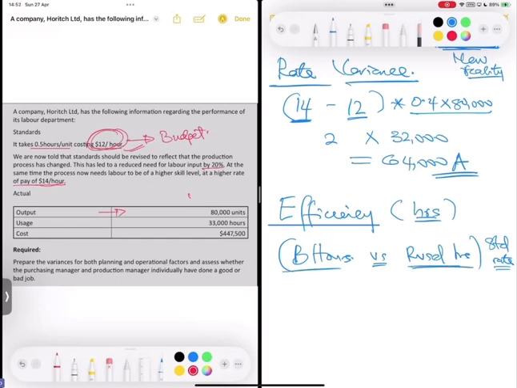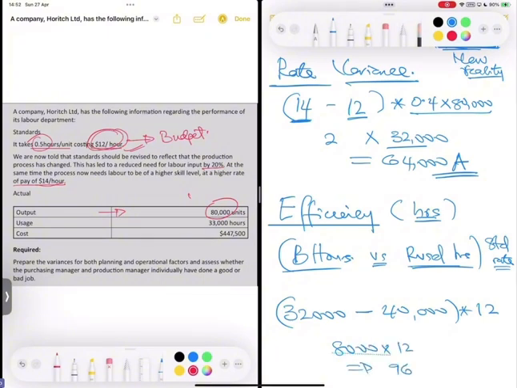So revised hours, we already got as 32,000. We did that before. So 32,000. I always like to put actual in front, minus budget hours. Budget hours will be 0.5 for 80,000 units. That is 40,000, 0.5 times 80,000. Then we're going to value it at the standard rate. And what's our standard rate? 12. Fantastic. So that means we have 8,000 times 12, and that's 96,000.